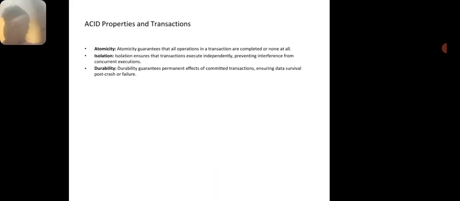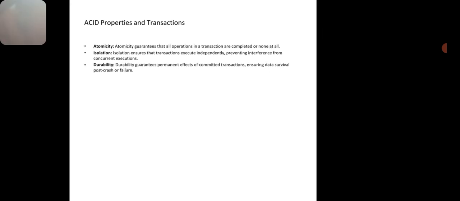Next, what are the ACID properties of a transaction? They are atomicity, consistency, isolation, and durability, as already discussed. Atomicity guarantees that all operations in a transaction are completed or none at all. Isolation ensures the transaction is executed independently, preventing interference from concurrent execution. Durability guarantees the permanent effects of committed transactions, ensuring data survival after crashes or failures.